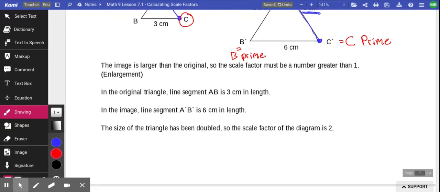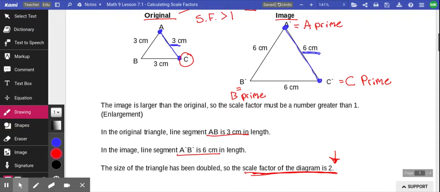Beautiful. That just basically explains what we do. This scale factor is technically 2 because we doubled it. So if you look, my side length went from 3 to 6. That's doubled. That's a scale factor of 2. We'll talk more in a minute about how to calculate scale factors, but this would technically be 2.